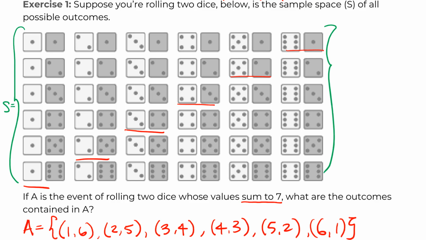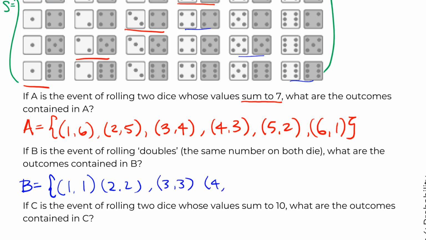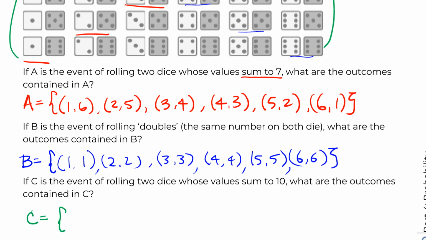So you guys can take a moment and do this for the next 2 events. So if you did this, the next event B is about rolling doubles. So now we're doing the opposite diagonal, right? 6, 6, 5, 5, 4, 4, so forth. So 3, 3, 4, 4, 5, 5, 6, 6. Those are our different doubles. And then C is summing to 10, which is the smallest event space that we'll have because we only have 3 ways to do that. 4, 6, 5, 5, and 6, 4.